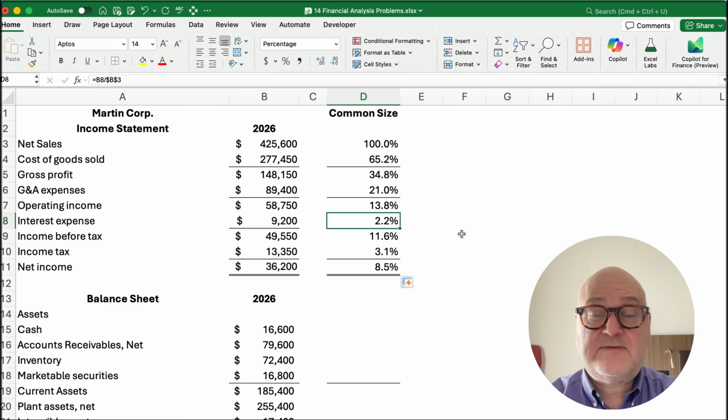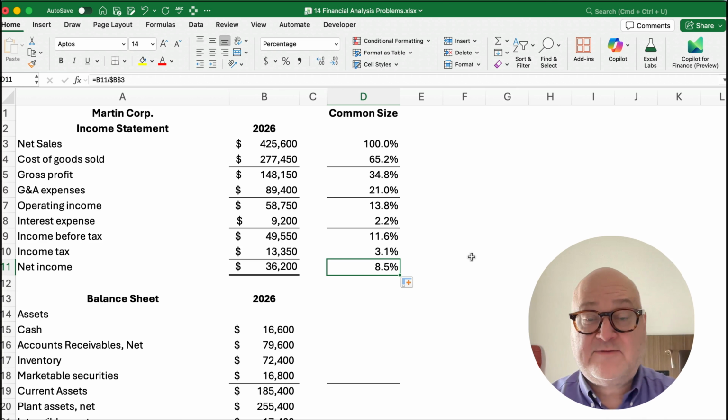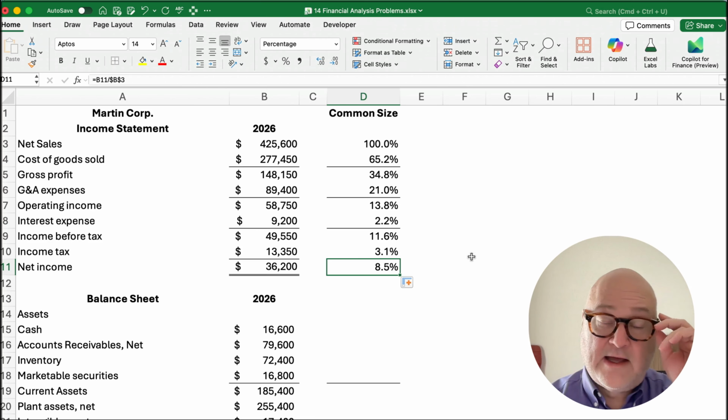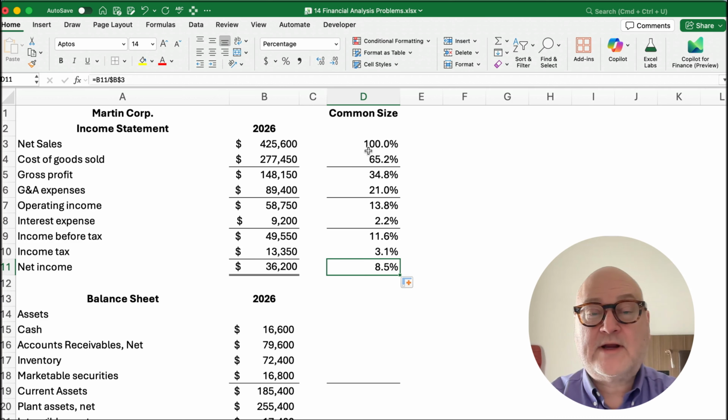Then we have interest expense about 2%. Our income before tax is about 11.5 cents, 11.6. Our tax is 3% of our total sales. And after every expense, we get to keep net income of about 8.5 cents for every dollar. Our net profit margin is 8.5%. So we can compare that to a previous year or to a different company. How well are we doing controlling our expenses to generate our profit?